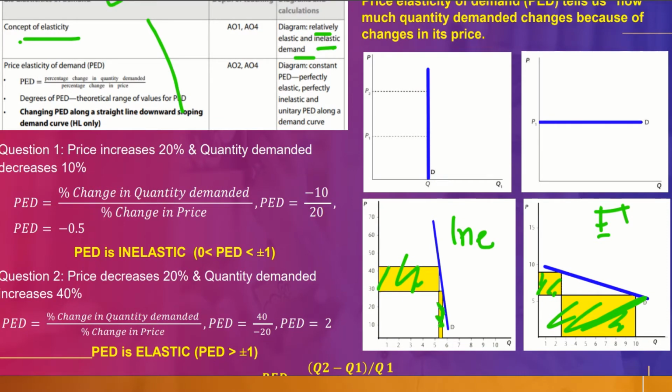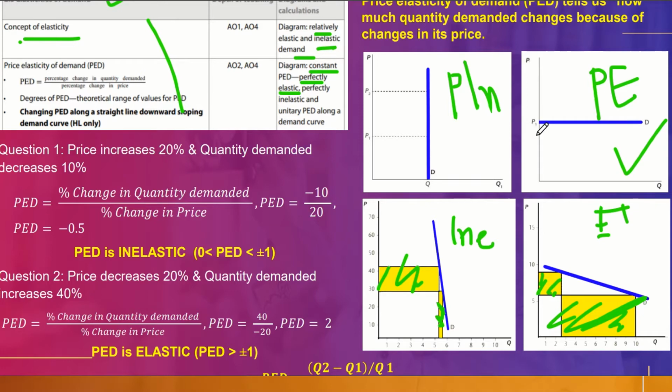The flatter the demand curve, the more elastic; the steeper the demand curve, the more inelastic. And this one is perfectly inelastic. A vertical demand curve is said to be perfectly inelastic, and a horizontal demand curve is said to be perfectly elastic. Right, so you can expect a mathematical question in this part. So let's see. First of all, the diagrams. The perfectly elastic demand curve we have discussed. This is the perfectly elastic demand curve.